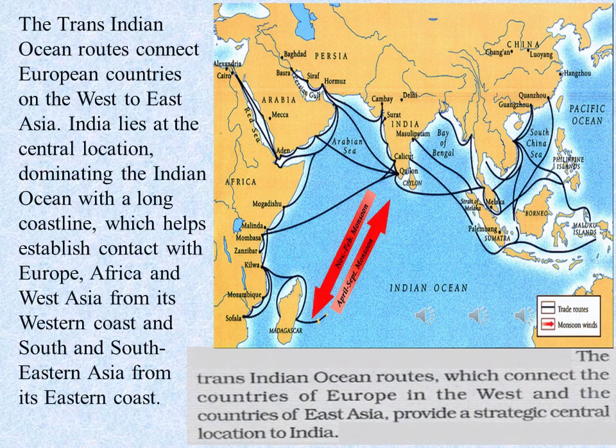The Trans-Indian Ocean routes, which connect the countries of Europe in the west and the countries of East Asia, provide strategic central location to the Indian nation. The Indian Ocean is connecting all the European countries of the west side to the east side of Asia. India lies at the central location of Asia, and it is dominating the Indian Ocean because of its long coastline. India's longest coastline helped India to establish its contacts with Europe, Africa, and other countries of Asia.